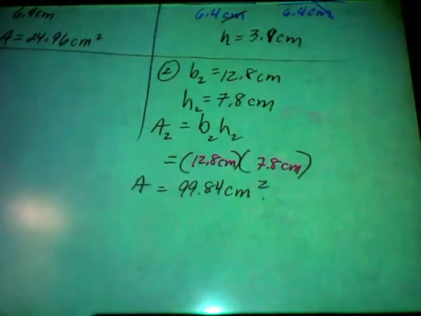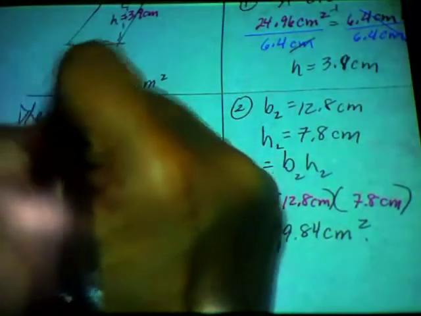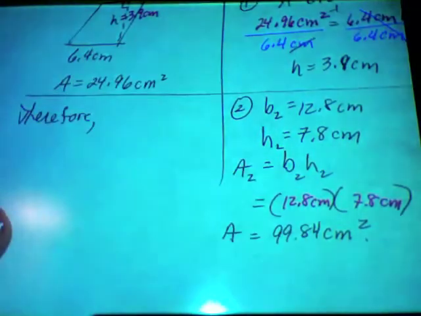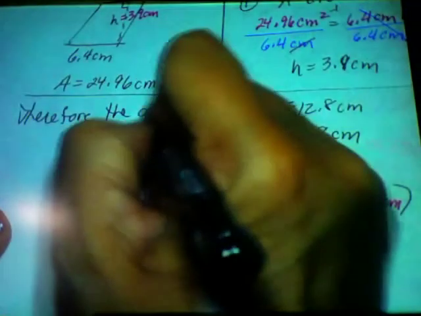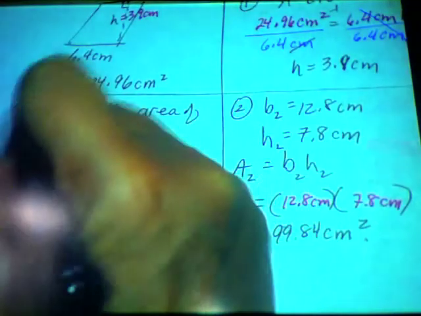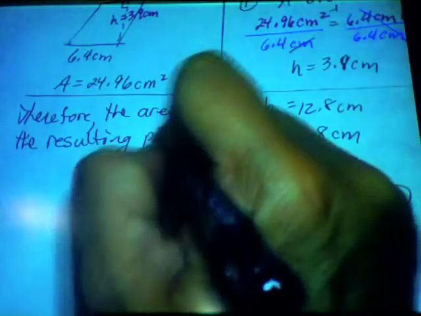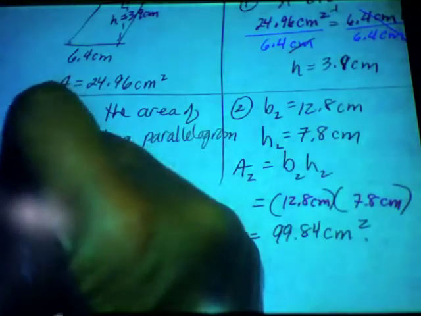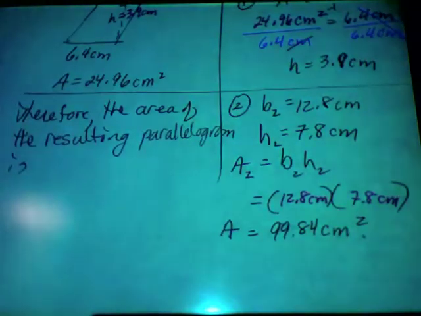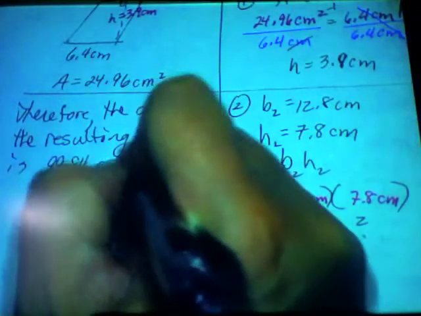Okay, so therefore, the area of the resulting parallelogram is 99.84 centimeters squared.